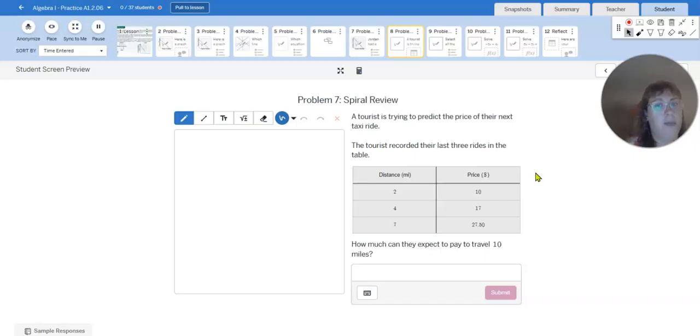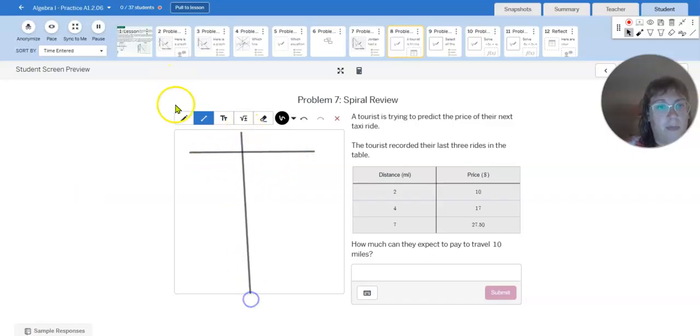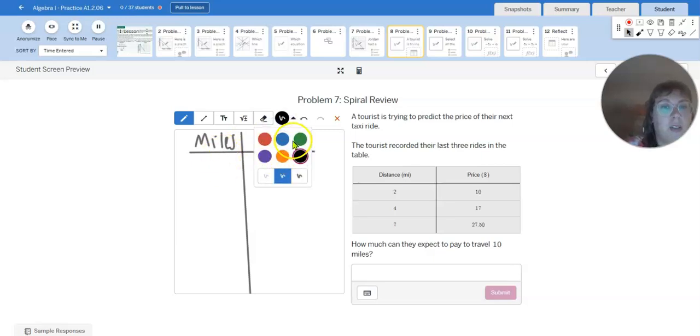A tourist is trying to predict the price of their next taxi ride. The tourist recorded their last 3 rides in the table. When they went 2 miles, it was $10. 4 miles, it was $17. 7 miles, it was $27.50. How much can they expect to travel 10 miles? So we could make this little table that they have here, where we have miles and then we have price. So when it was 2 miles, it was $10.